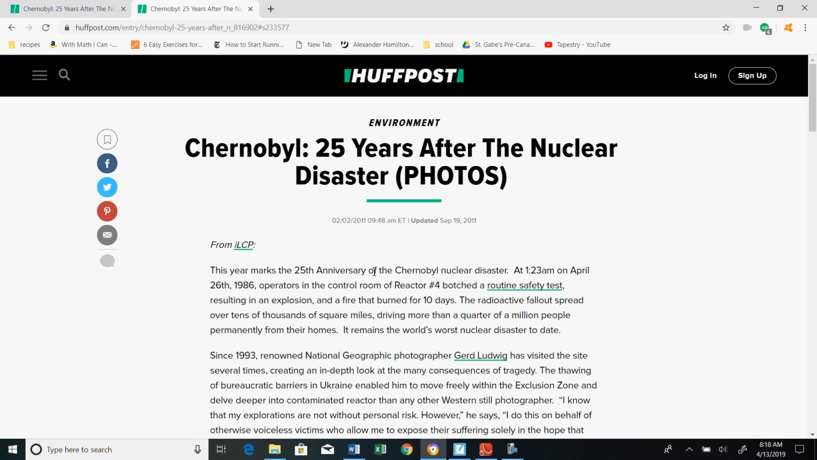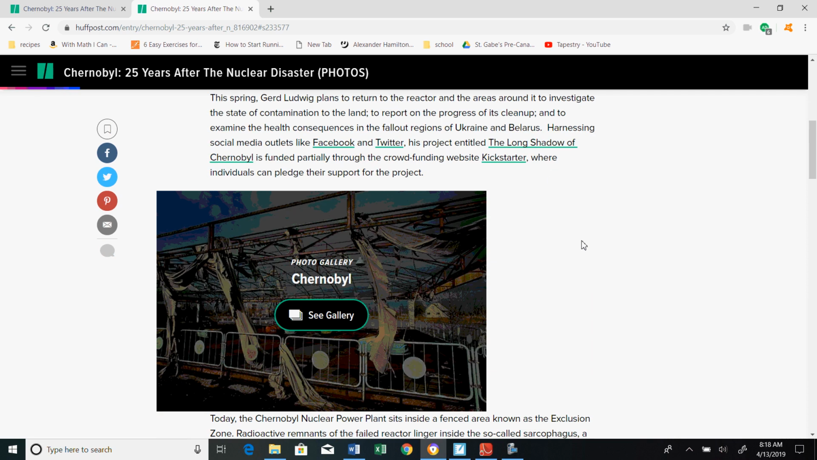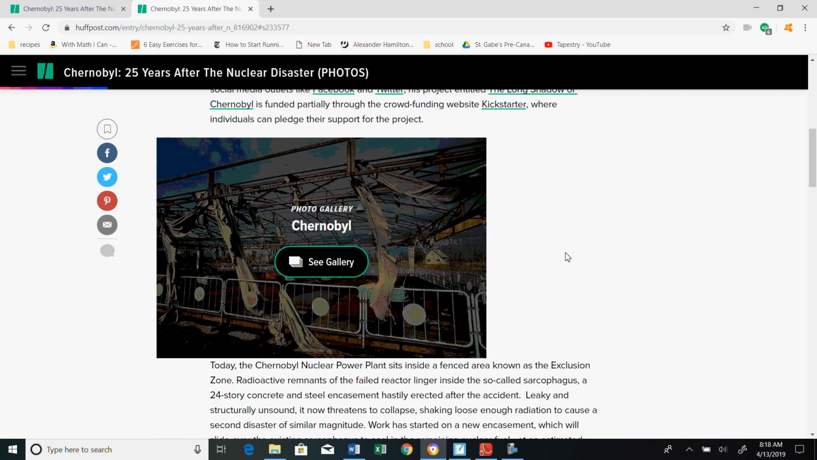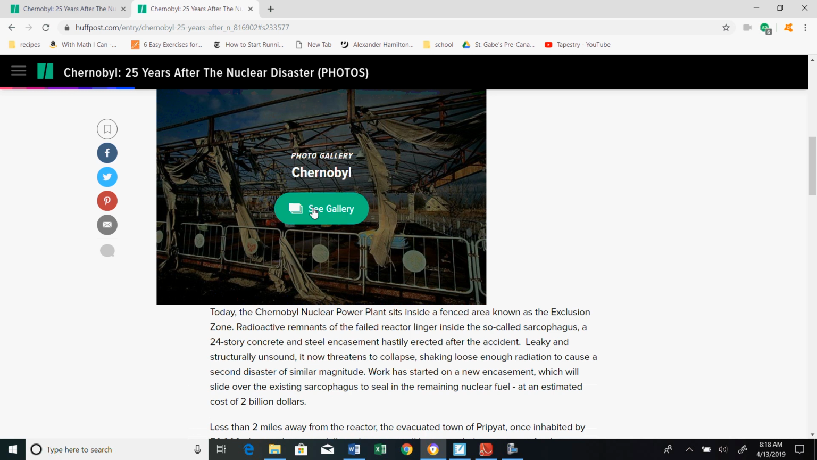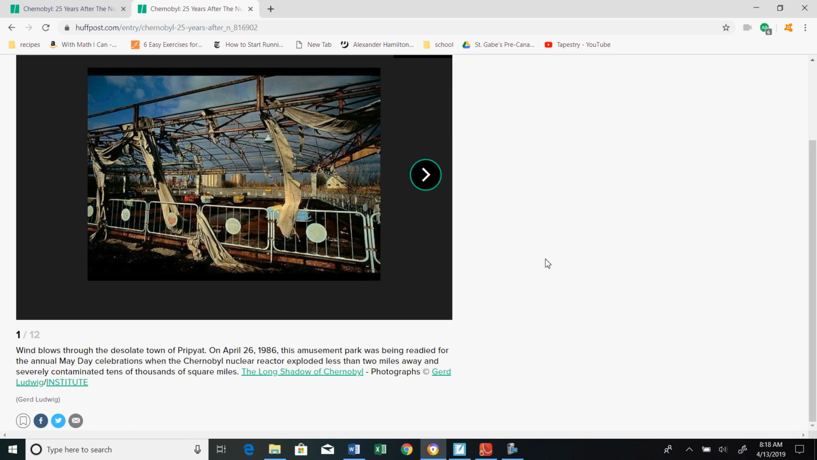issues. Now, this website that I'm pulling this up from is old. I mean, this is from 2011, which was the 25th anniversary of the Chernobyl nuclear disaster. But I just think it's really fascinating to look at some of these things. And this is leading into exponential decay and half-life. So that's why we're looking at this. So if we just look at a couple pictures here and get a little history lesson.